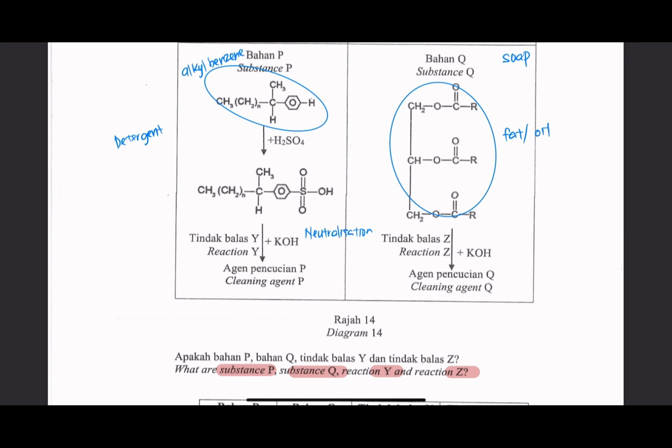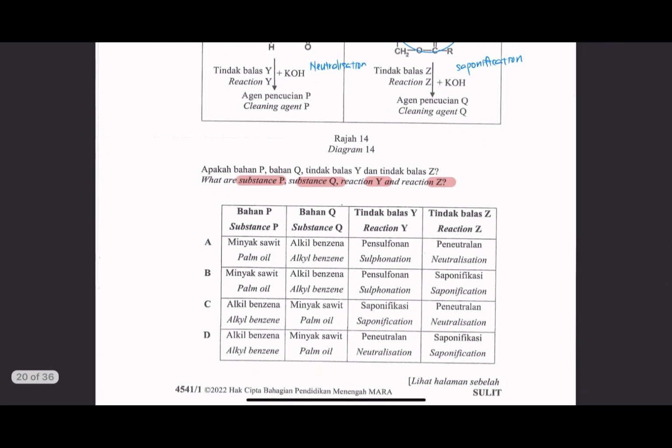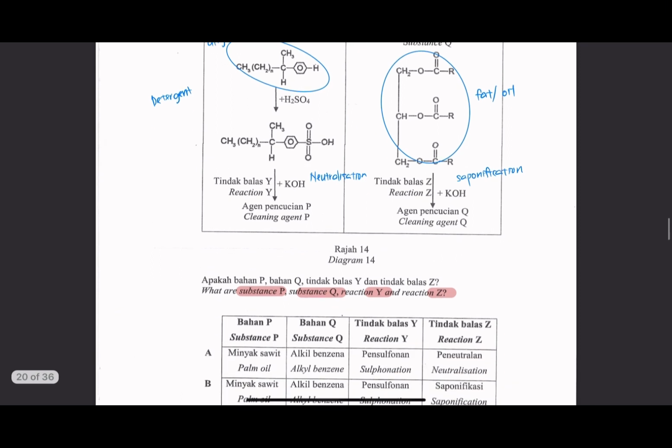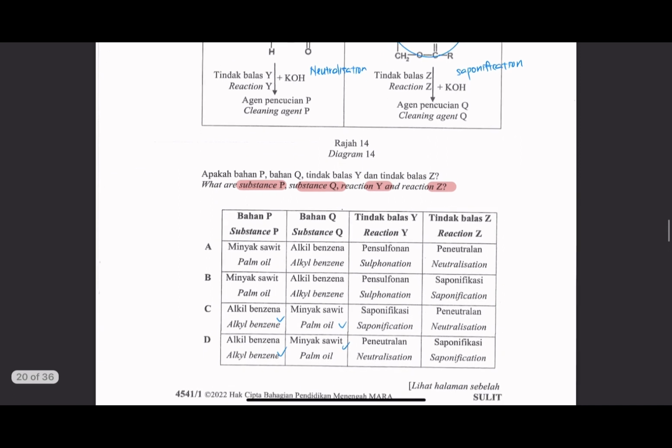And the reaction Z, oil neutralized with the potassium hydroxide. This is our saponification. P is alkyl benzene, Q is palm oil, Y is neutralization. Okay, the answer is donkey.